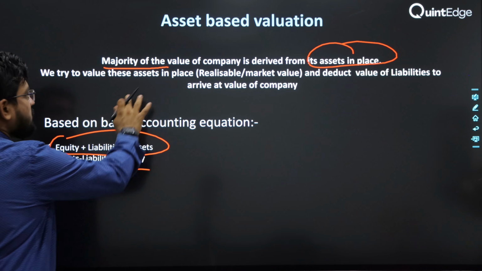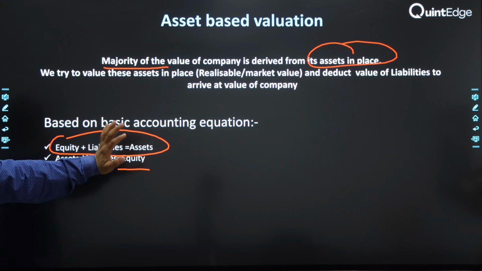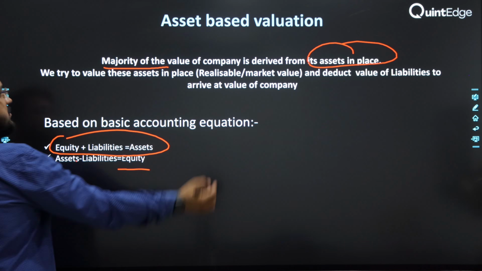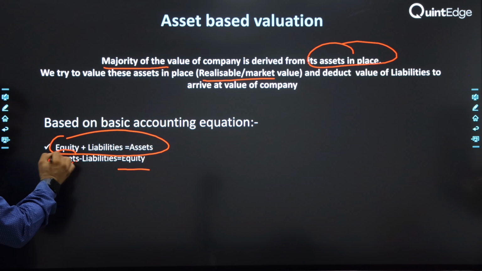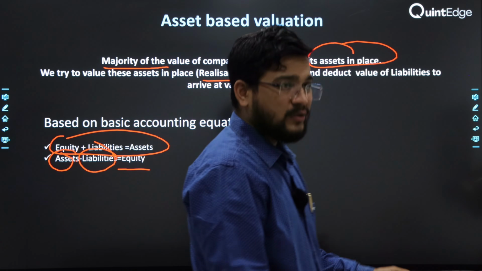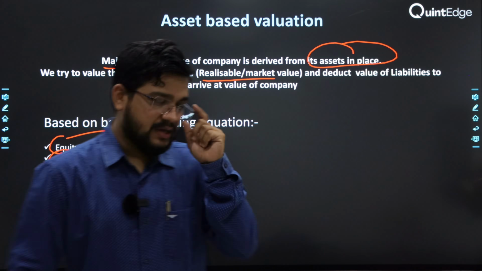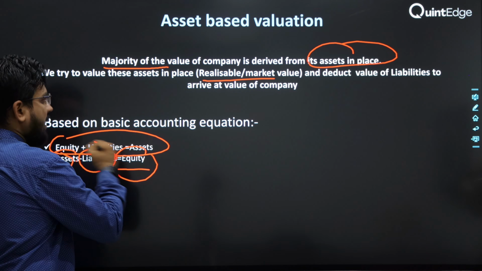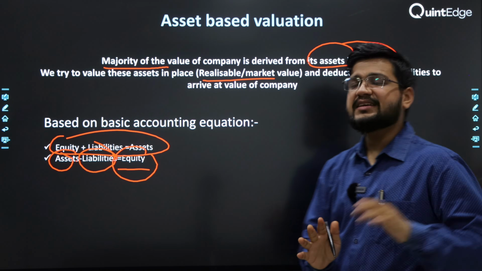So what we do is, first, you try to value all these assets. What's the fair value, market value, realizable value of those assets, right? From this value of assets, we'll subtract all the liabilities, its creditors, its loans, its bonds, etc. And whatever is left belongs to equity. This will give us the equity value, right? So this is asset-based valuation, easiest of all.